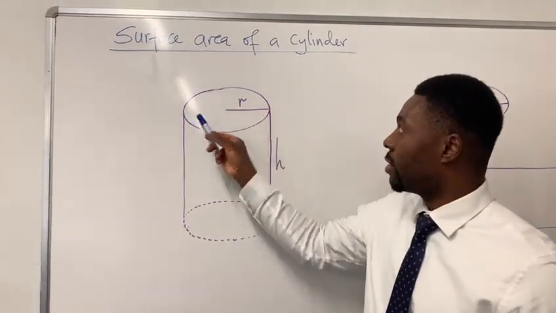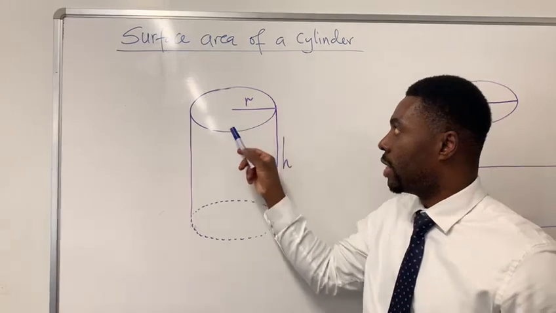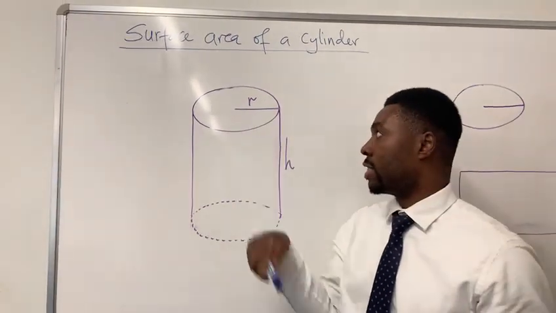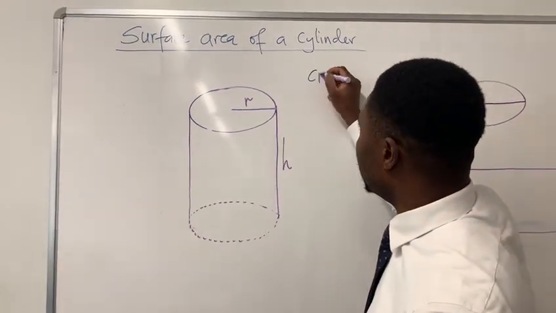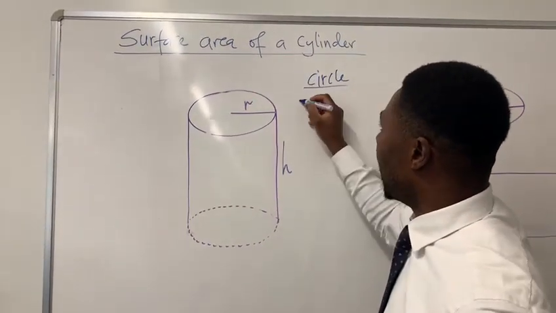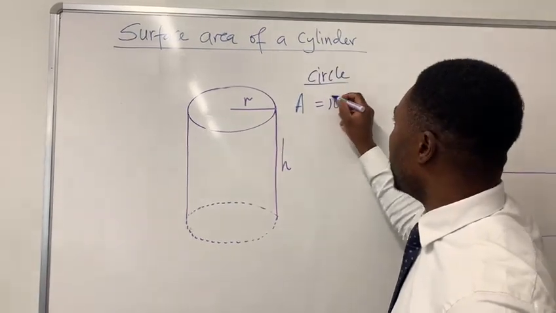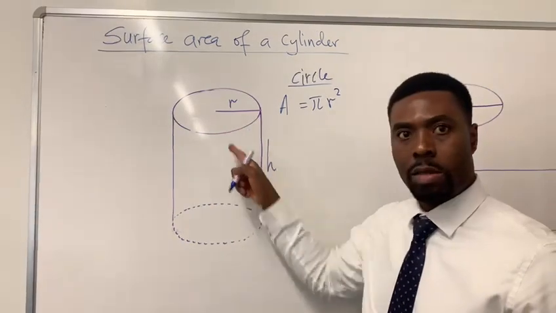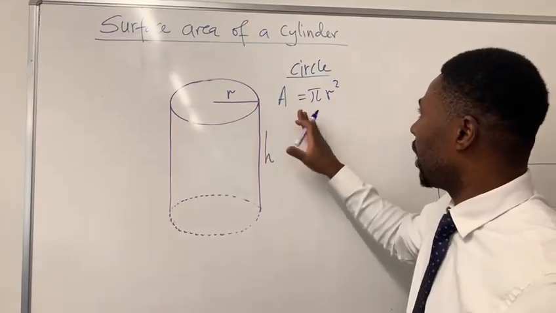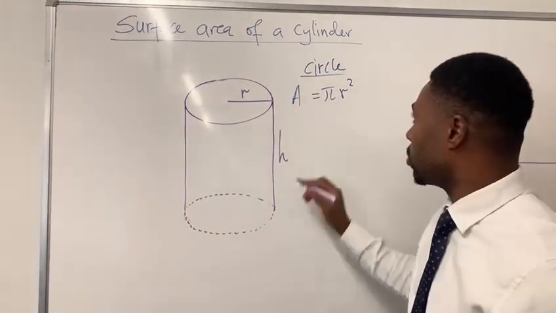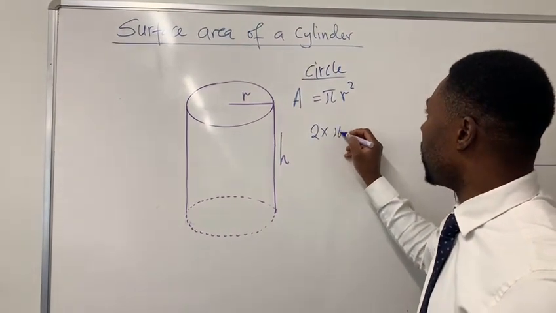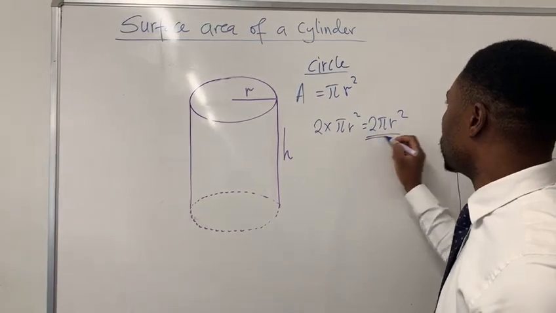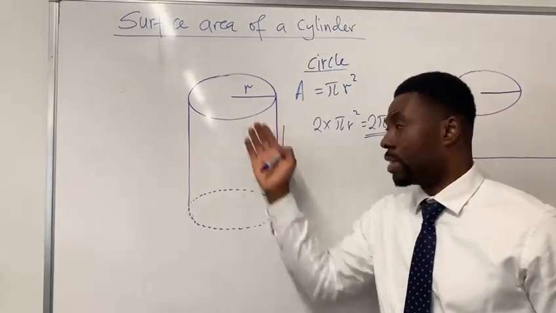So we find the surface area of the cylinder by first finding the area of each face. This is a circular face, so for a circle, we know the area is given as pi r squared. But then we have two of the same circles, so whatever the area is, we're going to double that. So we're going to do 2 times pi r squared, and that will give us 2 pi r squared. So that will be the area for those two circles.